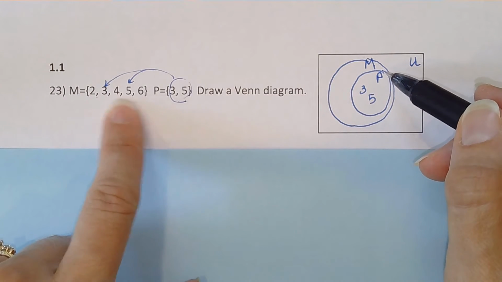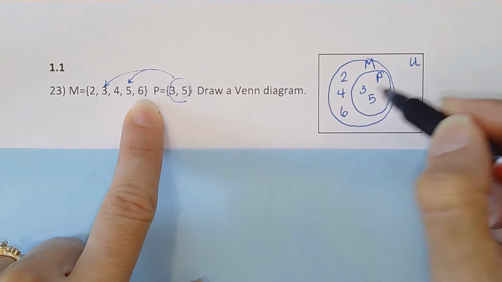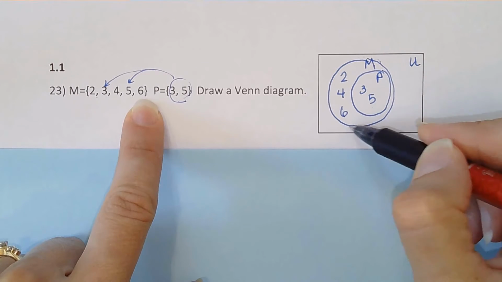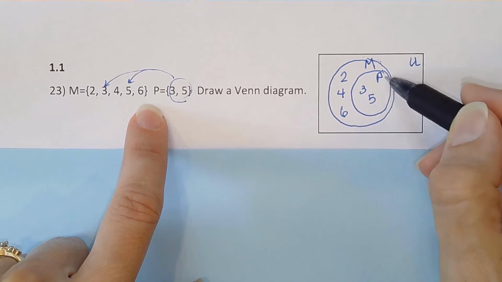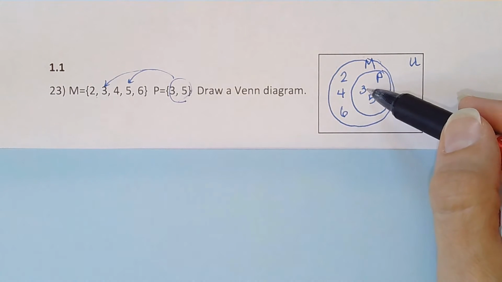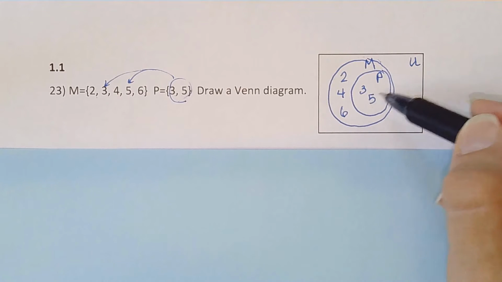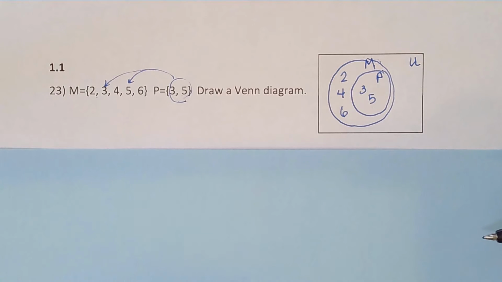We've also got 2, 4, and 6. So I'm going to put those out here, 2, 4, and 6, because those are also elements of M, but the 2, 4, and 6 are not elements inside of P. Those don't belong to set P, only 3 and 5 do. But do you see how set P, the 3 and the 5, is completely within set M? This would be the proper way to draw the Venn diagram for that problem.